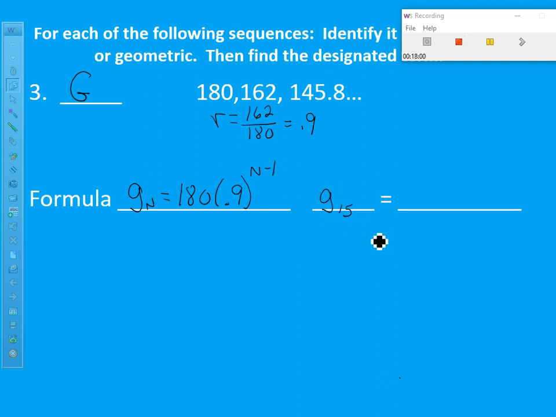In my calculator, I'm going to run through 180 times 0.9 to the 14th power. So we'll type that straight in, and I'm going to round, so notice the approximately sign, 41.18. So geometrics are nice. You don't have to simplify them.